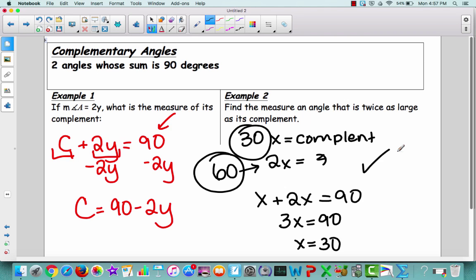All right, so just to quickly review, vertical angles are congruent, linear pair angles are equal to 180 degrees, supplementary angles are two angles whose sum is 180 degrees, and complementary angles are two angles whose sum is 90 degrees.